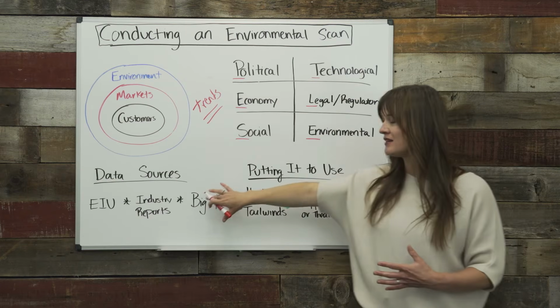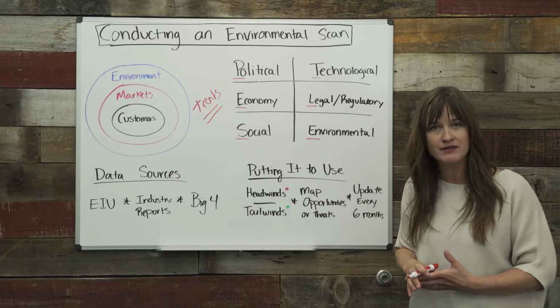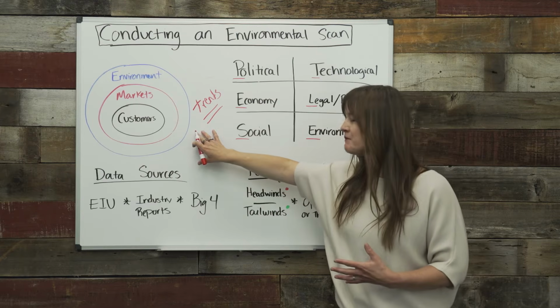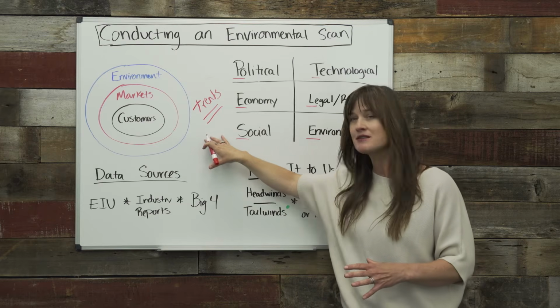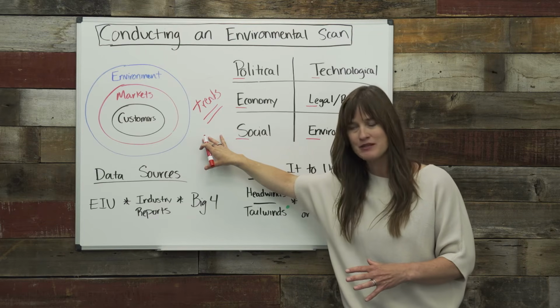Let's talk about the data sources. So how do you go figure out all of this data? So again, the key tip here is you're looking for mega trends. We're not looking for everything. We're looking for the big stuff that's likely to impact your business.